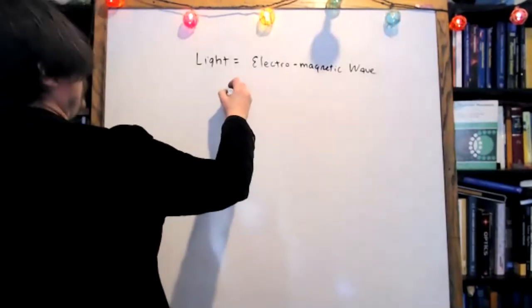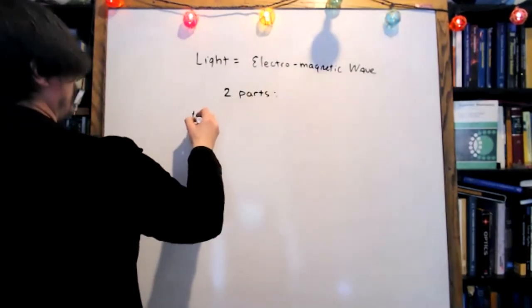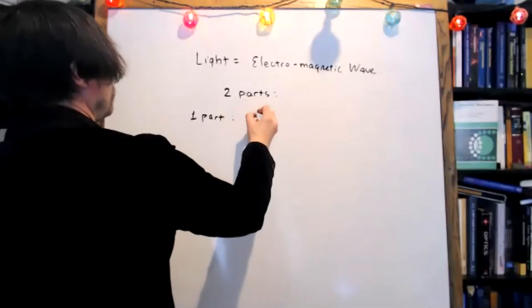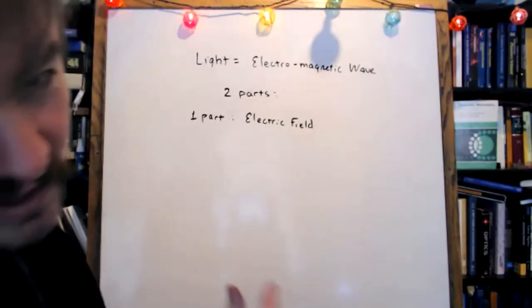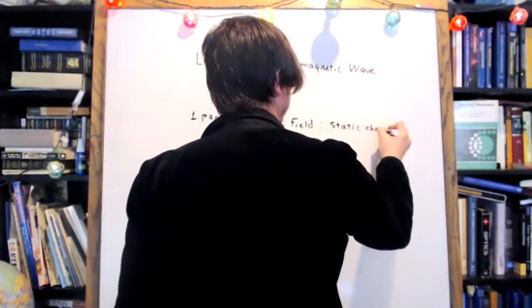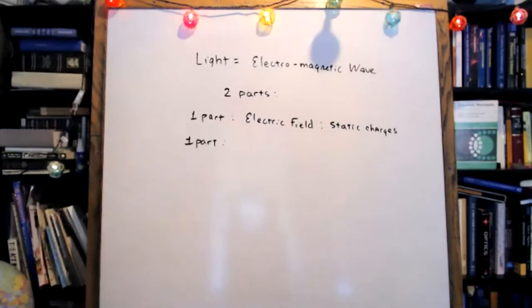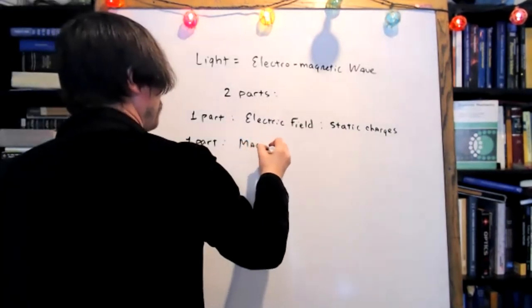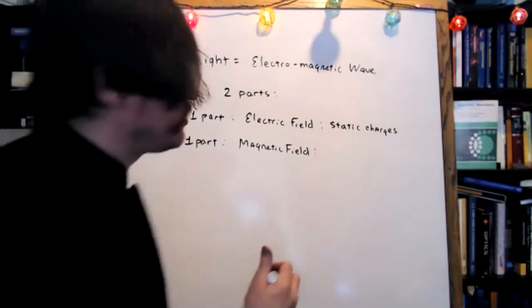And here's where I may attempt to differentiate between electric and magnetic fields. Let's define light as a two-part martini here, okay? One part is the electric field. What makes an electric field an electric field is it's associated with static charges, like a proton and an electron that are just fixed and not moving. So the electric field concerns itself with static charges. And one part of the light wave is a magnetic field. And the magnetic field concerns moving charges.